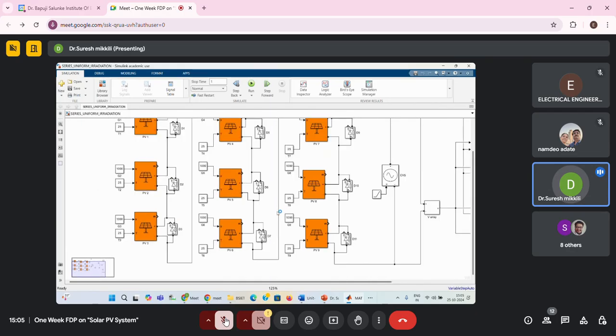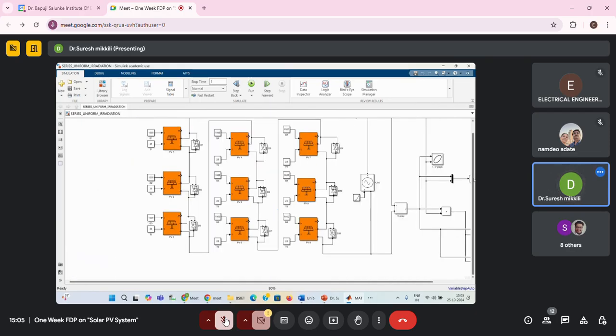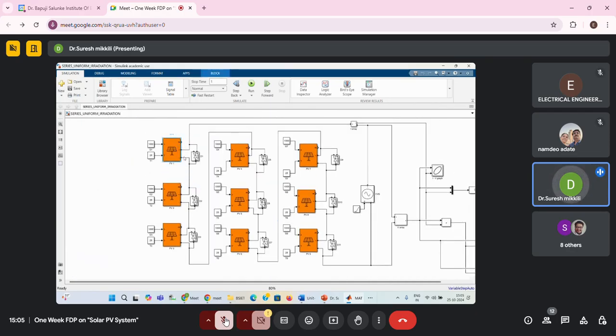So now what I did, I have taken 9 modules. Here the first module is connected to the second module, connected to the third module. Now the third module is connected to this one, 4 to 5, 5 to 6, 6 to 7, then 8.